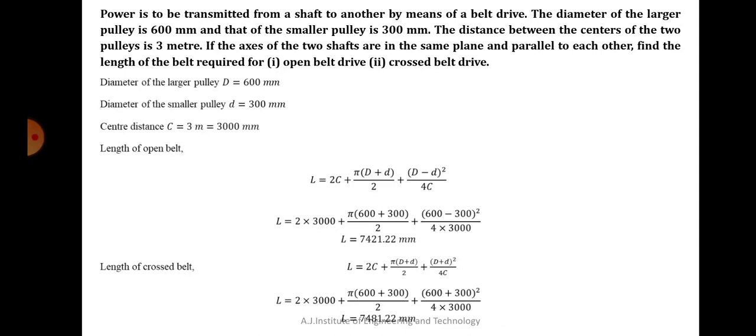So, for the length of the open belt drive we will consider, C is known, 3000, capital D is known, small d is known.